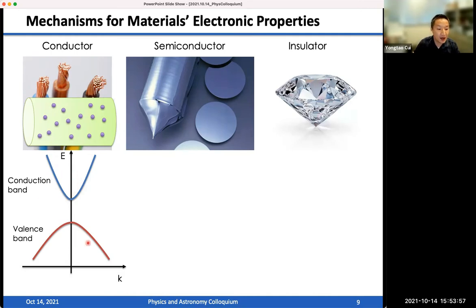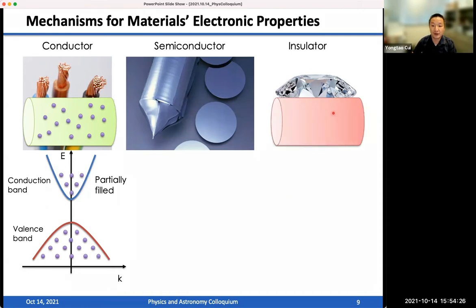At the topmost, we have the conduction band and also the valence band. In the case of a conductor, we have a lot of free electrons. What that means is that the valence band is completely filled, while there are also extra electrons that sit in the conduction band. Because this conduction band is only partially filled, there are a lot of empty states around, so the electrons can move around very easily. That's why the conductors can conduct electricity.